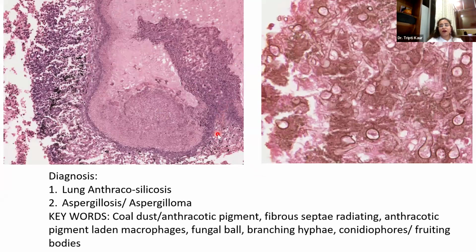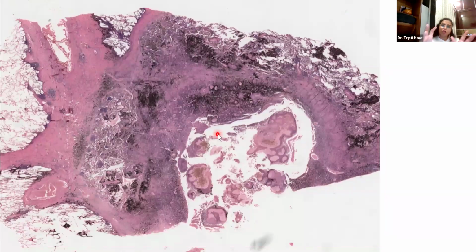You need to know that there are two diagnoses in this, and even if you miss one diagnosis, your marks will get deducted. So please remember to write both. Don't think that okay, fine, I found Aspergillus, over. Try to see, because on the low power only you are able to see that there is a lot of carbon pigment there. You can't miss it.